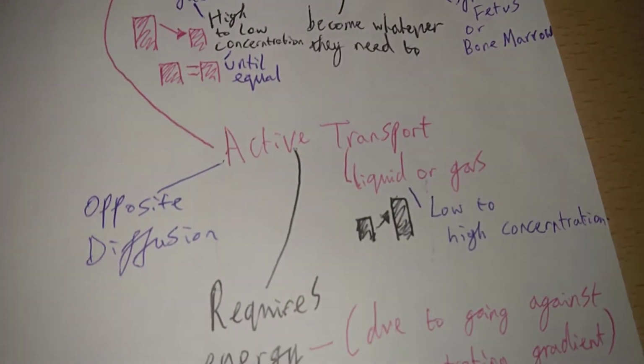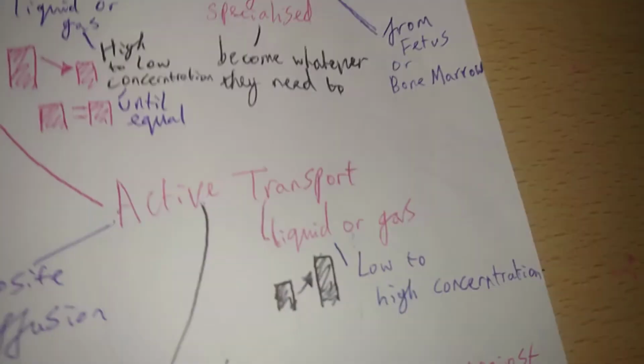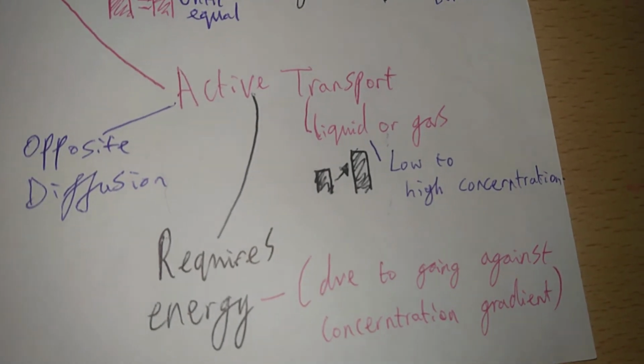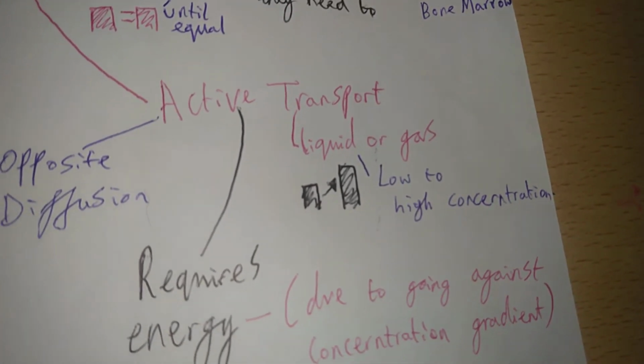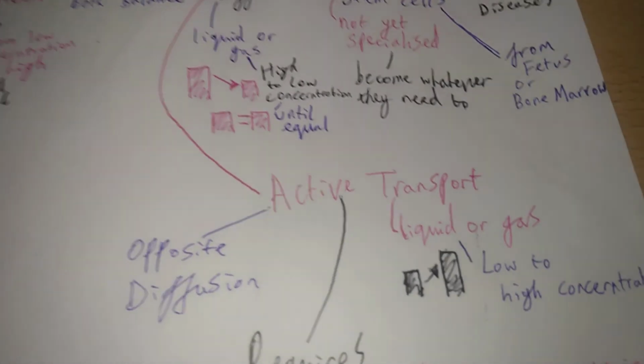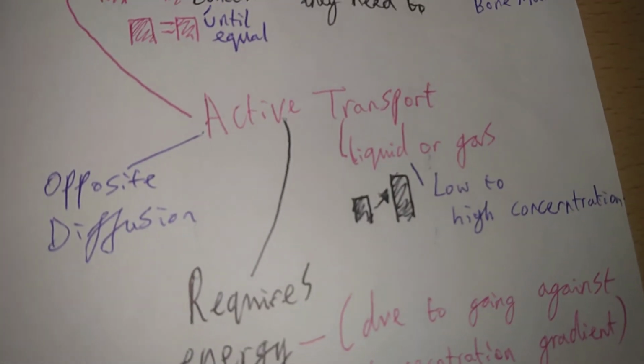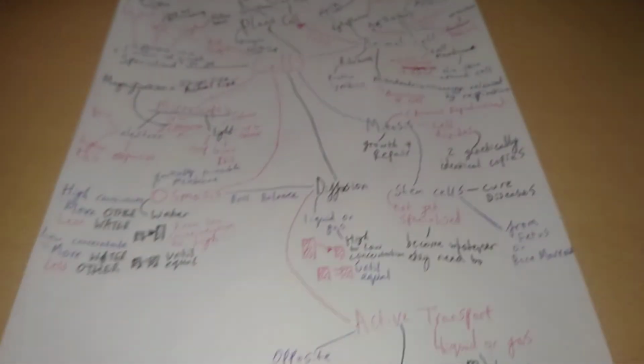Also, active transport is sort of similar to diffusion, but it goes against the concentration gradient, which means it requires energy, because instead of going from high to low concentration, it's going from a low to high concentration, which is basically the opposite of diffusion.